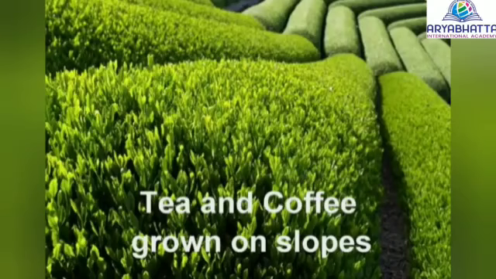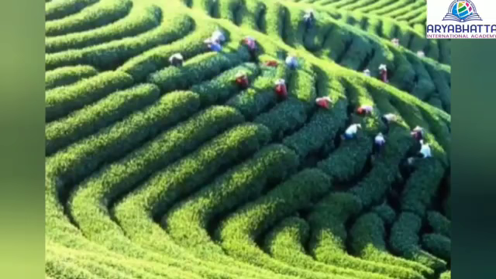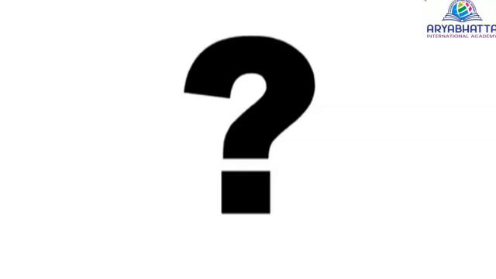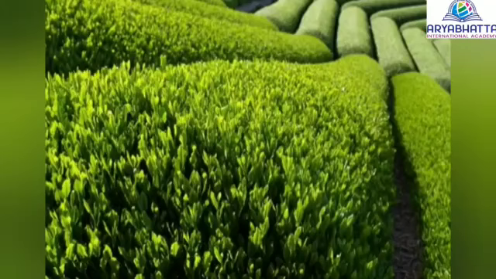Tea and coffee grow only on hilly areas where water is not collected due to slopes, such as in Assam and the Nilgiris. And you know the fields are in form of stairs. Why? For climbing on them? No, just because soil does not get washed away with water.